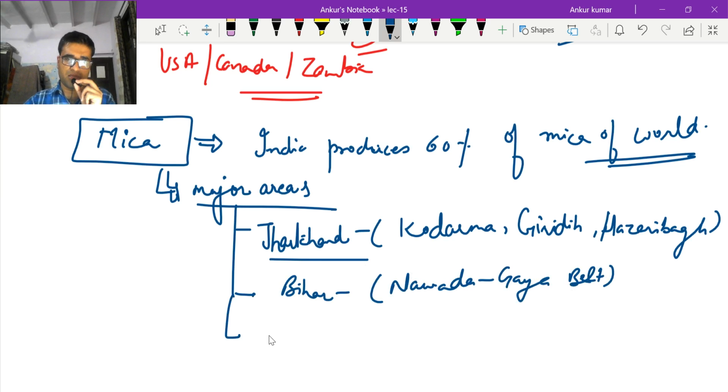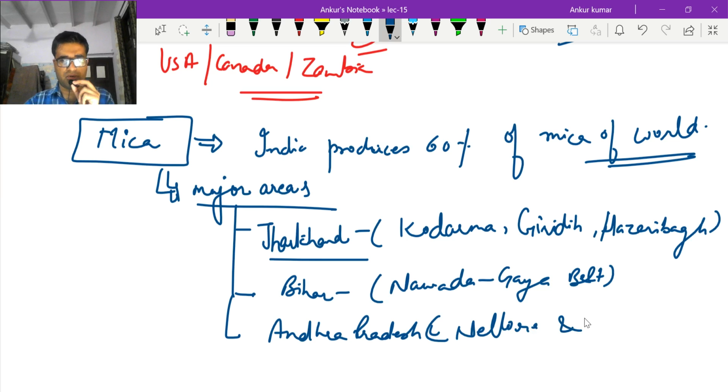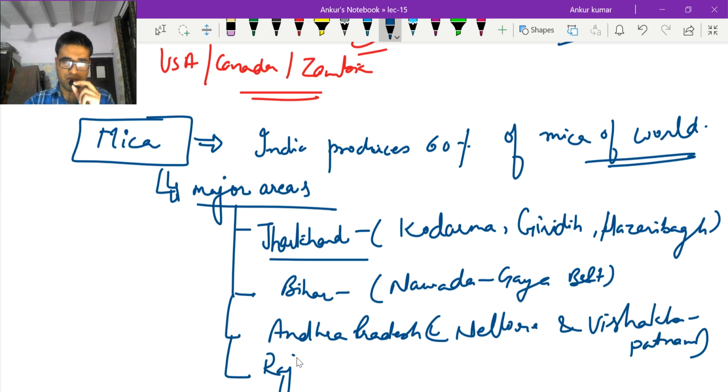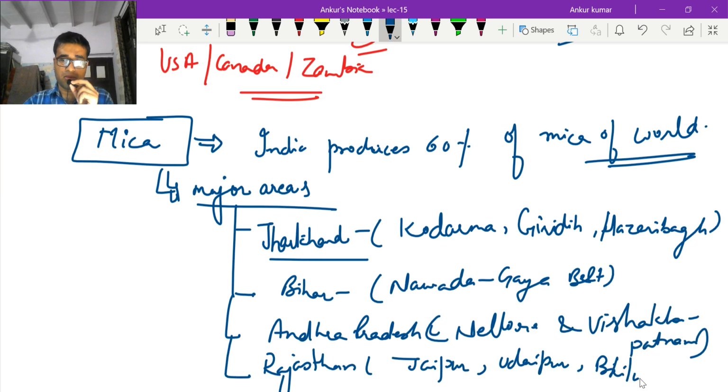ठीक है. उसके बाद in case of Andhra Pradesh, आंध्र प्रदेश के केस में नेल्लोर और विशाखापट्टनम याद रख सकते हैं. नेल्लोर and विशाखापट्टनम, right. उसके बाद in case of Rajasthan, राजस्थान में भी माइका के रिजर्व्स हैं और उसमें हम दो डिस्ट्रिक्ट फिर से याद रख सकते हैं. One is Jaipur, another is Udaipur. Also Bhilwara district can also be remembered, Bhilwara district.